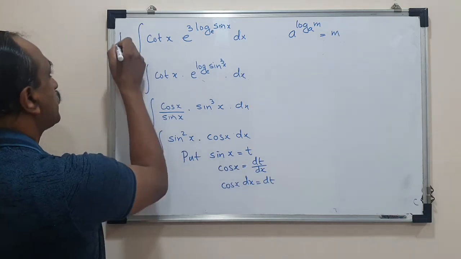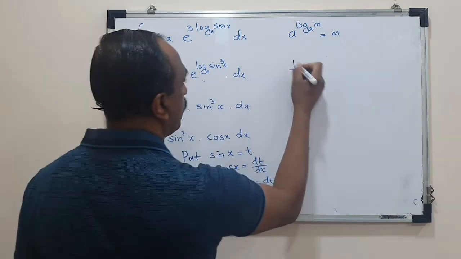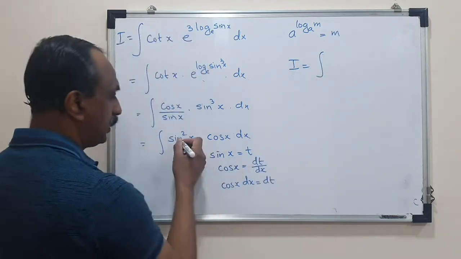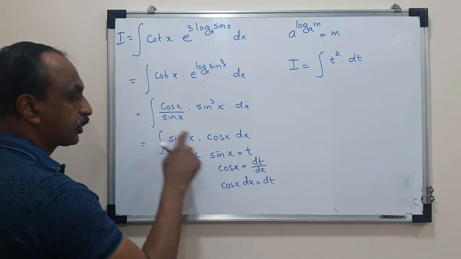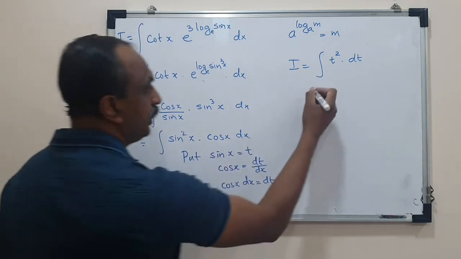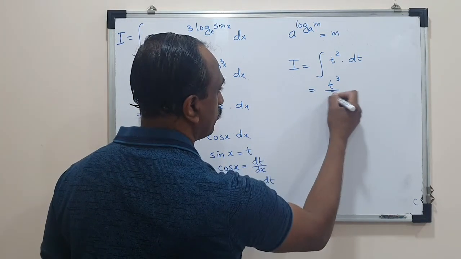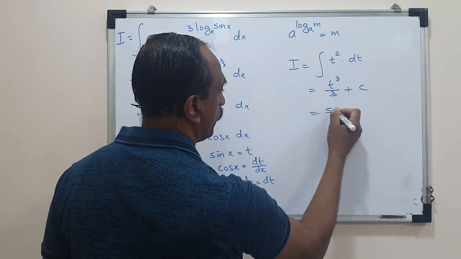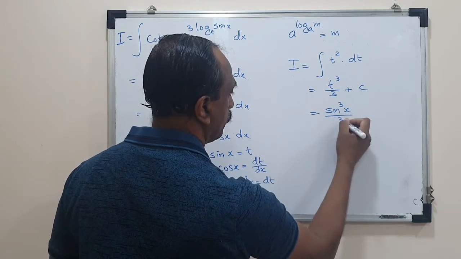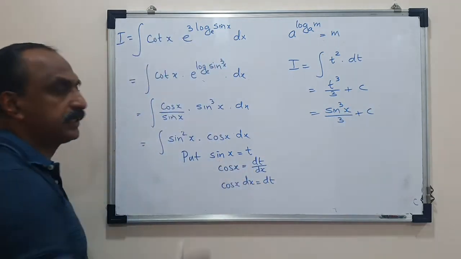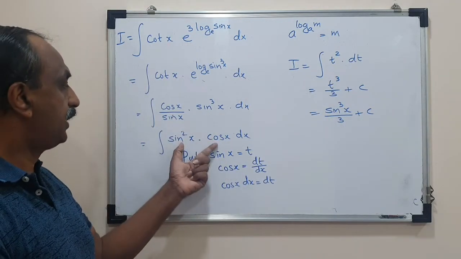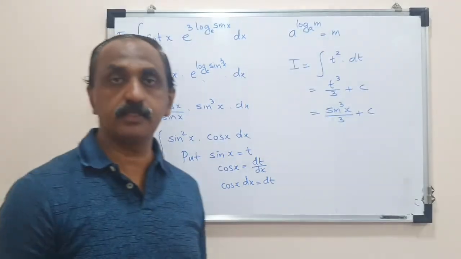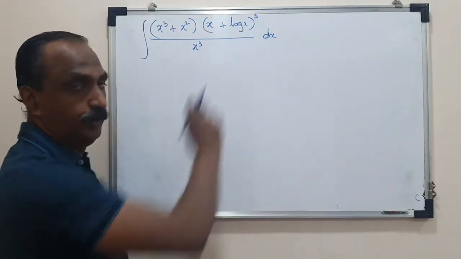If I call this I, now I became the integral of t square dt. T square, this whole thing is dt. So it became t cube by 3 plus c. That became sin cube x upon 3 plus c, so t is replaced back by sin x. If you differentiate this, you will get the integrand as the answer, hence it is the whole answer.